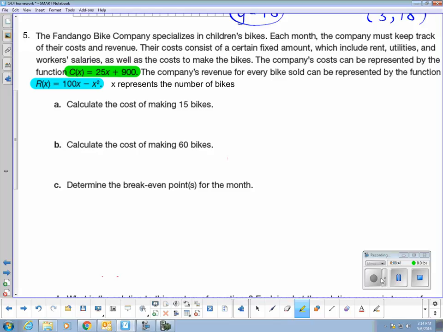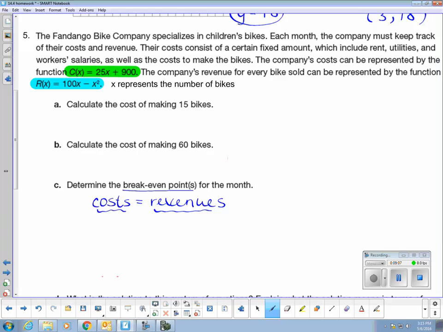So costs and revenues. When our costs and our revenues are equal to each other, we call that the break-even point. When our cost equals our revenues. In other words, what we put out equals what we take in. When those are equal to each other, then we break even.